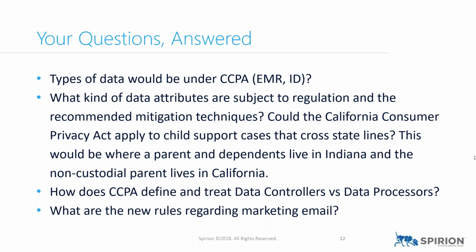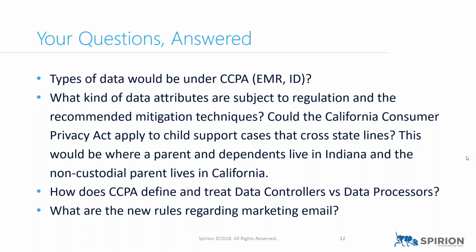Okay, next up, what kind of data attributes are subject to regulation and the recommended mitigation techniques? So, could the California Consumer Privacy Act apply to child support cases that cross state lines? And this would be where the parent and dependents live in Indiana and the non-custodial parent lives in California. This is a little tougher because if you're the non-custodial parent, you live in California, I'm not sure what data is being processed. If it's being processed in a California court, they're going to be exempt because it's really only businesses. And so if the data is going to Indiana, presumably, again, you're a consumer, but if it's for child support issues or other family law, again, there's an exemption for government entities. So my guess is that it's not going to be applicable in that case. So that's how it would work.